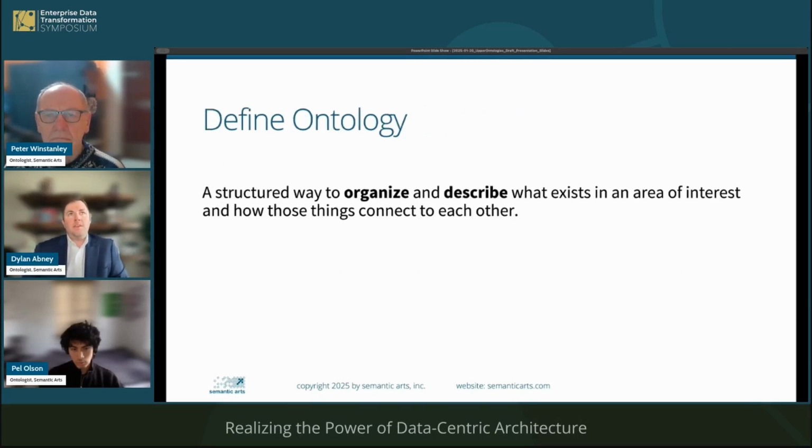So how might we define ontology? There are a lot of different definitions out there, and you can argue about how best to define ontologies. This is one definition that we could get started with that I think is a pretty good one. It's a structured way to organize and describe what exists in an area of interest and how those things connect to each other, what properties those things bear to one another.